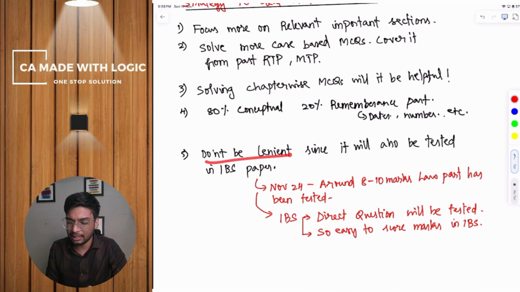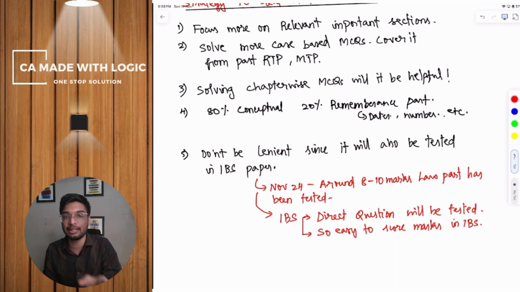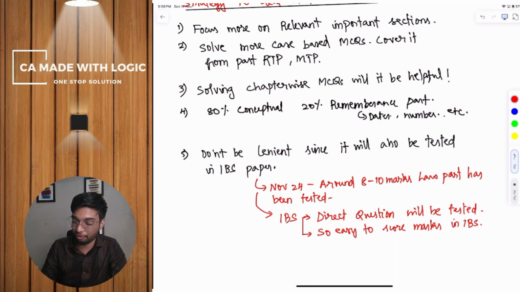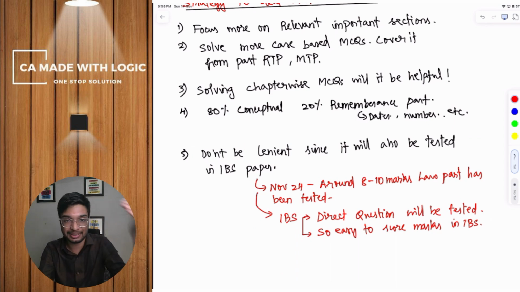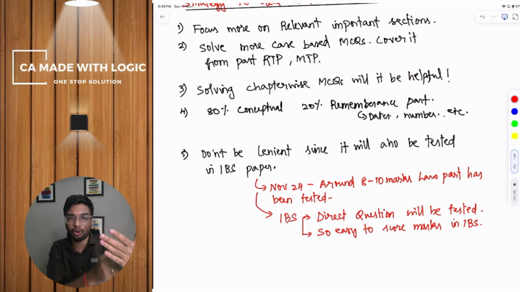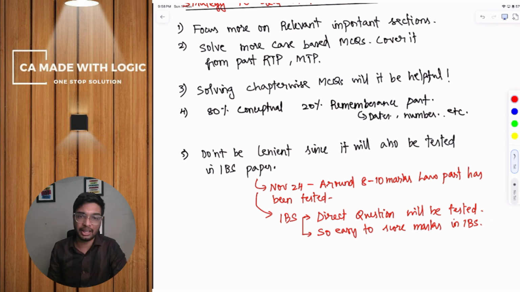So don't be lenient with this subject, law, because this subject will directly help you with the IBS subject. You can check the November 24 exam paper. Approximately 8 to 10 marks were tested from the law part, and there were direct questions from this part. It's very easy if you get a direct question and you know which concept they are testing, and you just need to search for that concept in the study material and start writing it out. So 8 to 10 marks is a bonus for you.